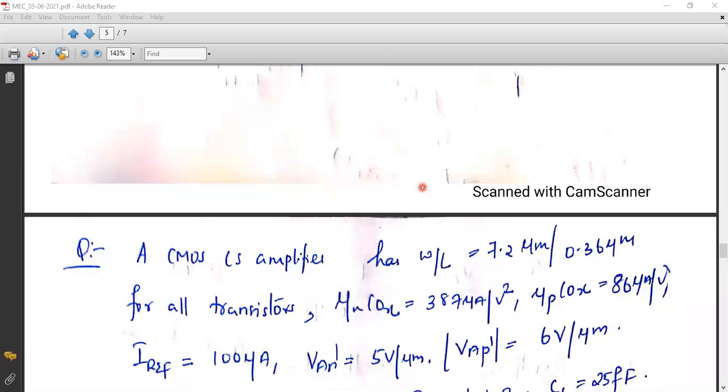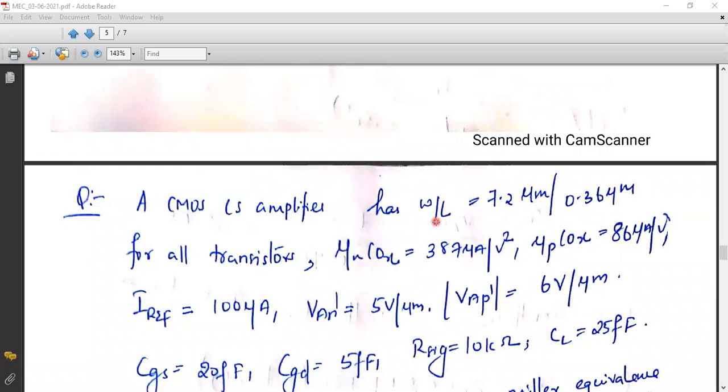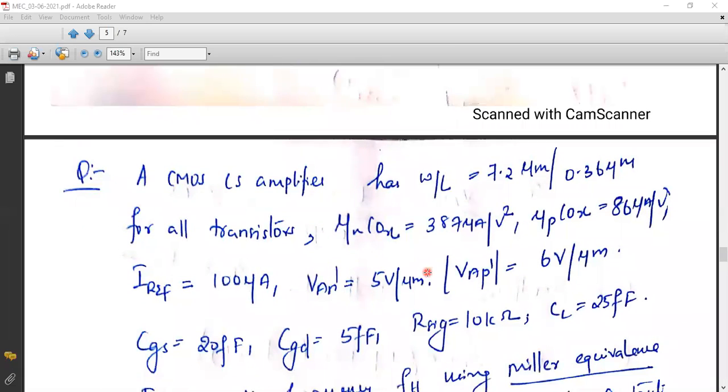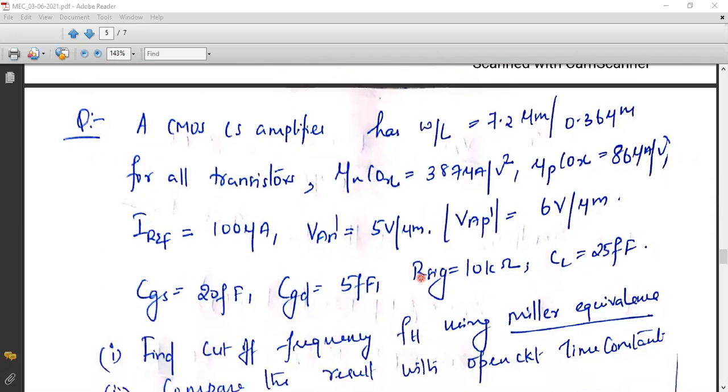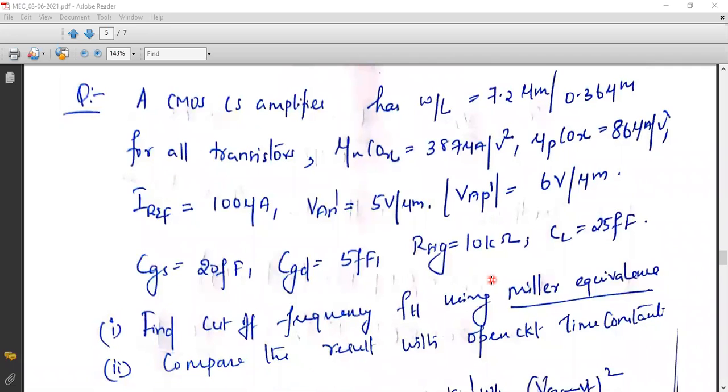So based upon this, we will try to do a problem. And this problem we have already done for the open circuit time constant. But now we will repeat the same thing for our Miller equivalent. So take down this problem.